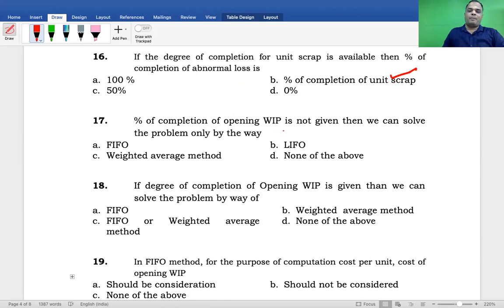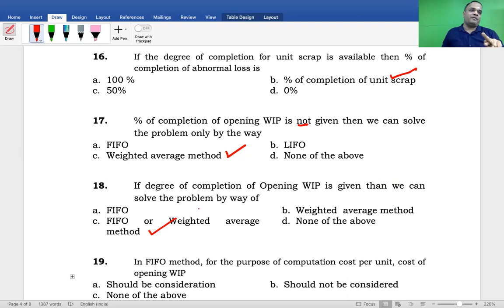If the percentage of completion of opening WIP is not given, then we can solve the problem only by weighted average method. Good. If the degree of completion for the opening WIP is given, then we can solve the problem by FIFO or weighted average. Suppose the degree of completion for the opening WIP is given in the question. It is better to solve the problem by the FIFO method.